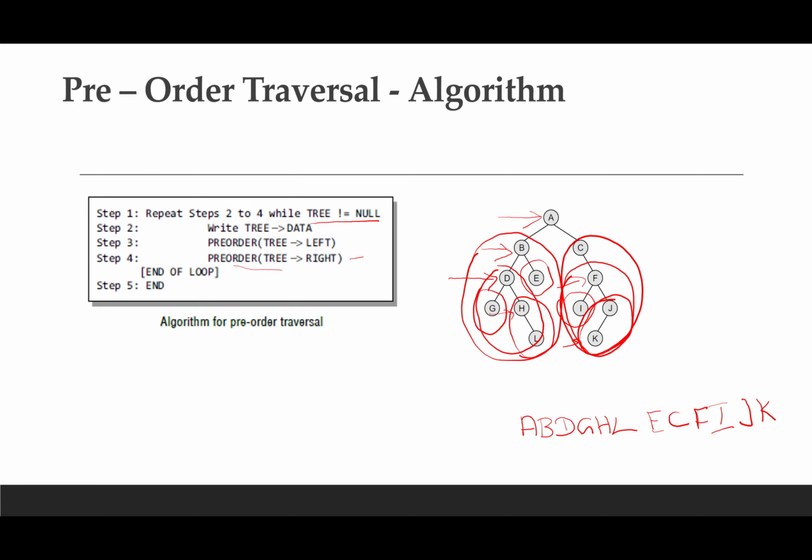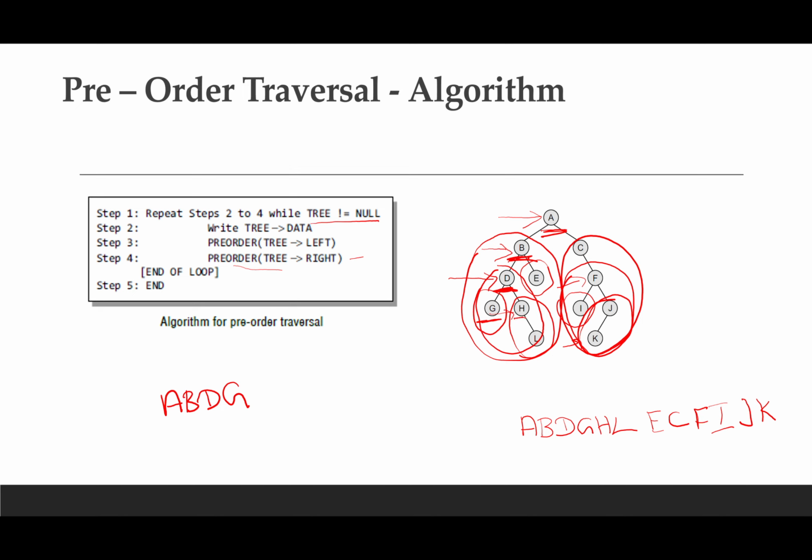So first we have to write the root, A. Then the left subtree. B is the left subtree. Then B's left subtree. What is B's left subtree? It is D. Then D's left subtree. What is the left subtree? It is G. Then G doesn't have any child. So again we have to go to D's right subtree.